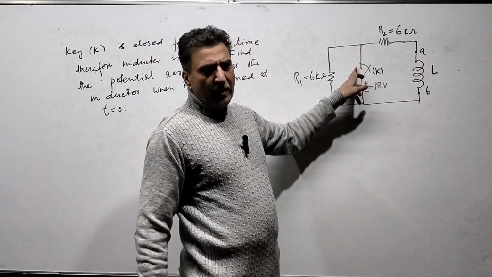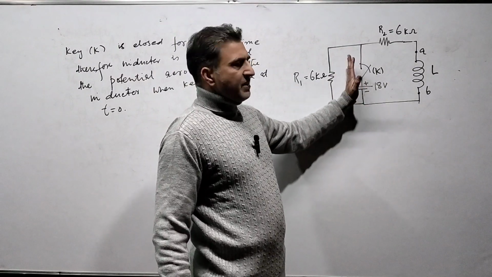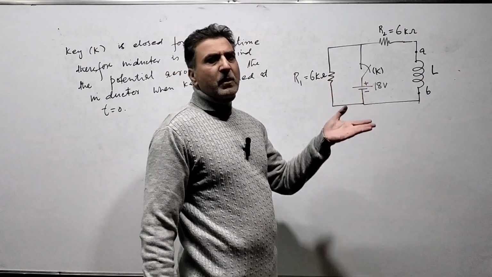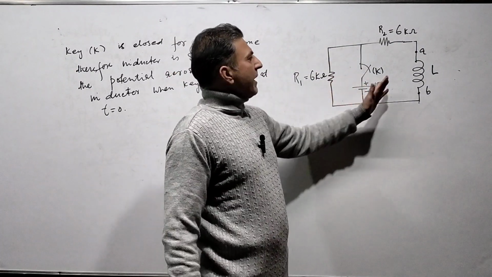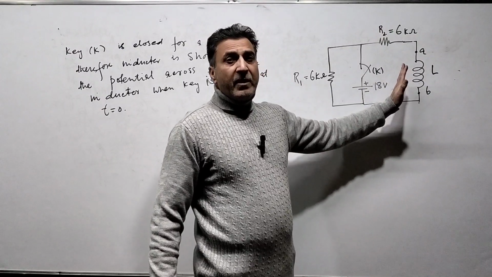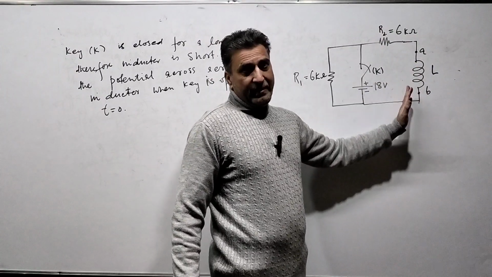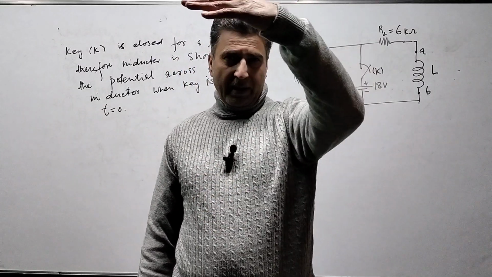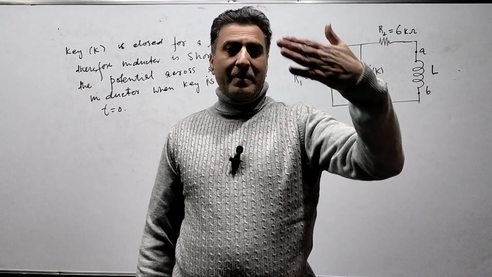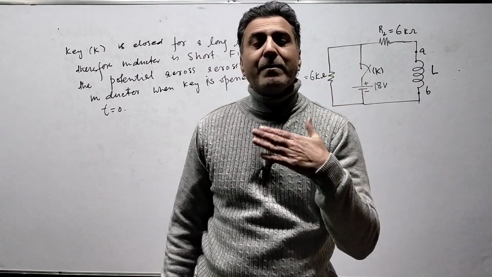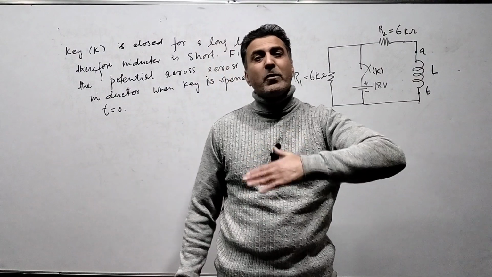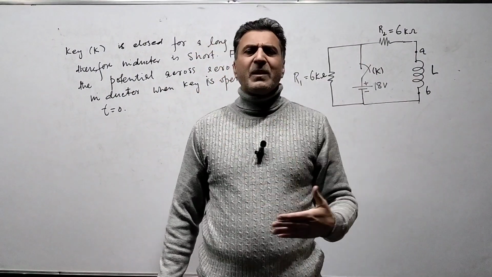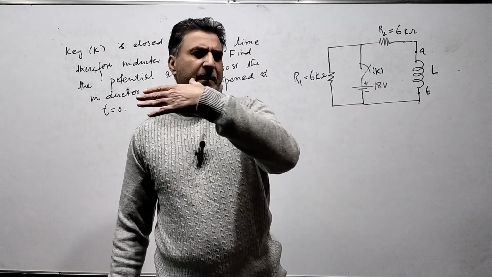The key is closed, already closed. The battery is connected to the circuit, and the key has been closed for quite some time. That means there's already a steady current through the inductor, a constant current. Because when you connect a battery to an inductor through a resistor, it takes time for the current to build up. But when the current is constant through the inductor, that's called a steady current.